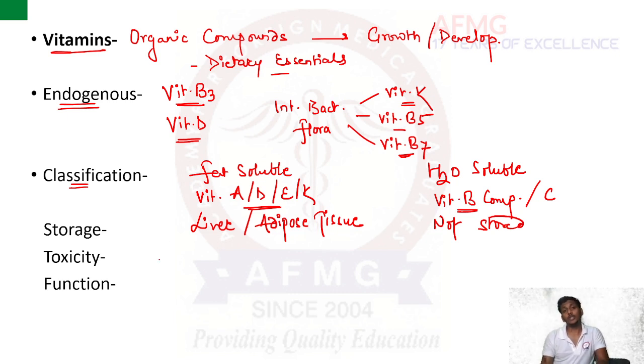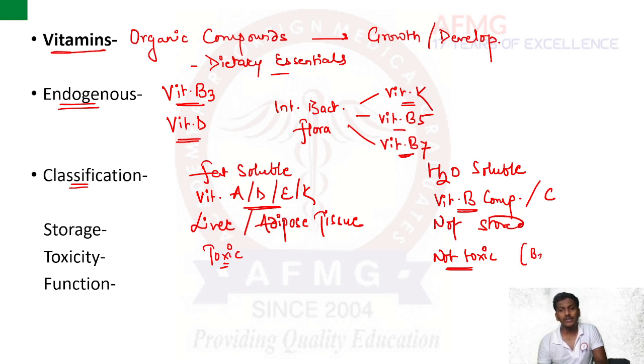Then, talking about toxicity, please remember, the vitamins which can be stored inside our body would generally be toxic, whereas the vitamins which can be directly excreted from the body, that is water soluble, would not be toxic. So generally water soluble vitamins are not toxic except for vitamin B3, that is niacin, and vitamin B6, that is pyridoxine. Niacin and pyridoxine have definitely shown some toxic effects in the human body as well.